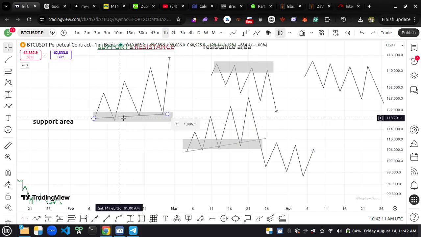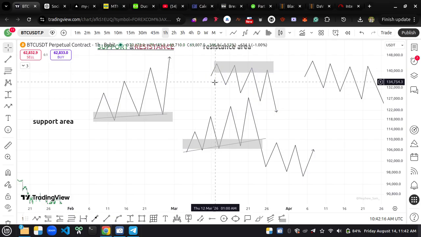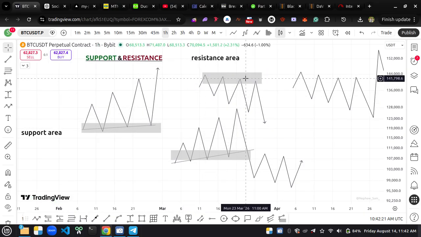The area where the buying pressure is usually active every time it gets to that point is the support. And the area where the sellers are usually active every time it gets to that point is the resistance area.